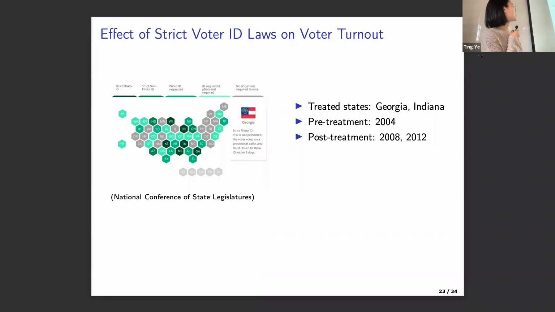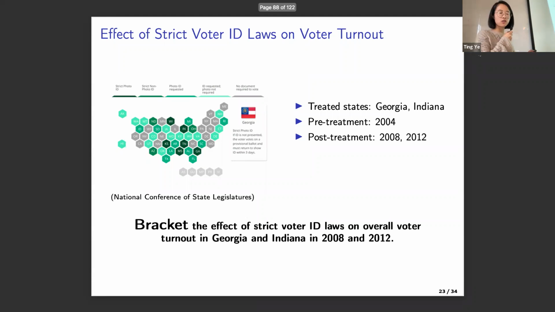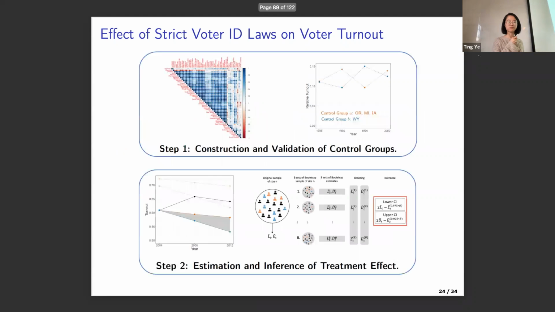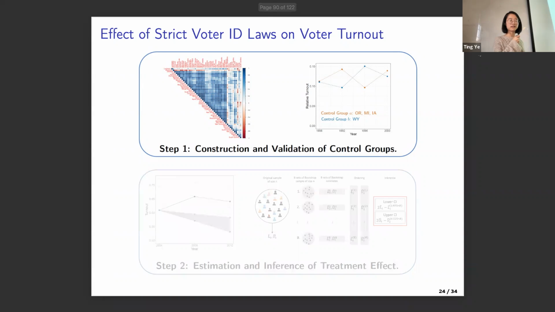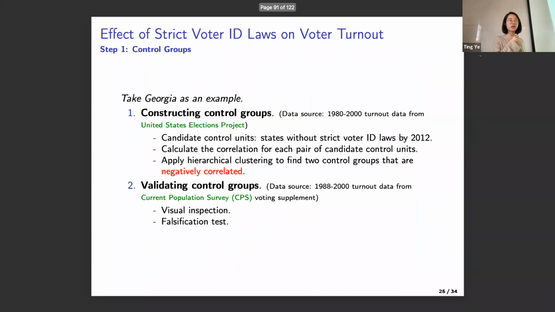So this is the last part of my slides. Basically, we want to apply our method to the effect of strict voter ID laws on voter turnout. In this case, the treated states are Georgia and Indiana, and the pre-treatment period is 2004, with post-treatment periods 2008 and 2012. The goal is to bound the effect of strict voter ID laws on overall voter turnout in these 2 states in 2008 and 2012. So we have 2 steps. The first step is to construct and validate the control group selection, and step 2 is to estimate and do inference on the treatment effect. Let's take Georgia as an example.